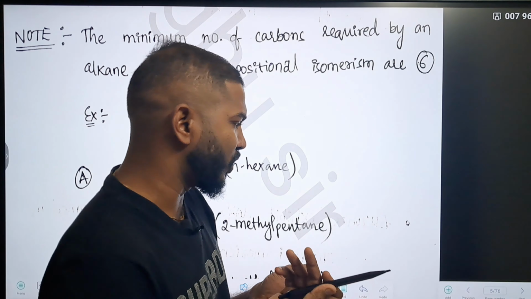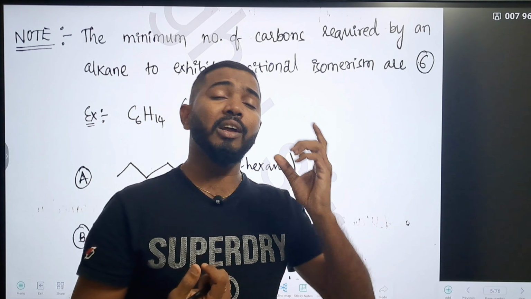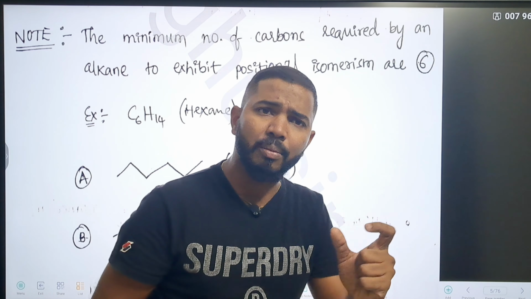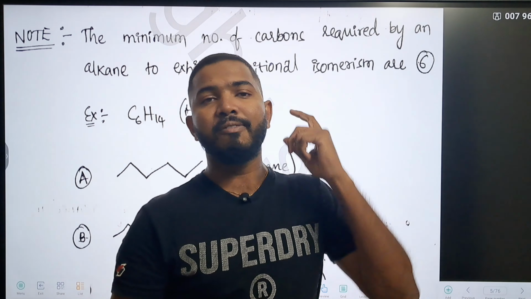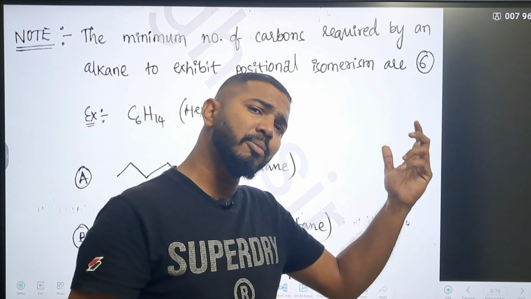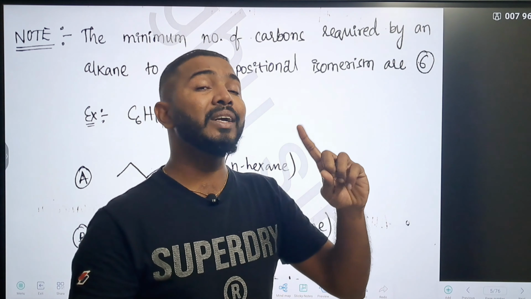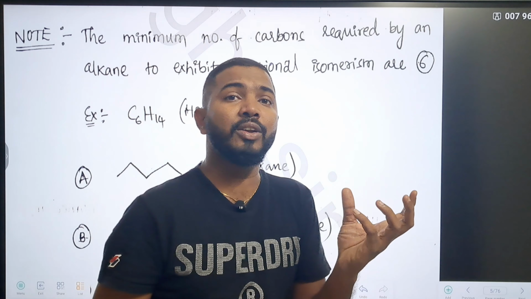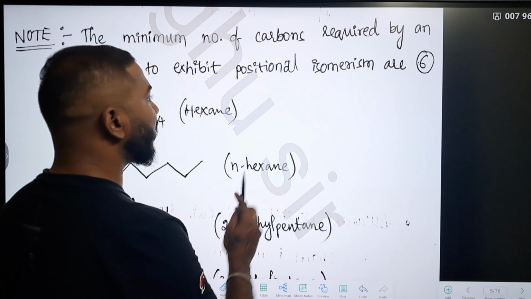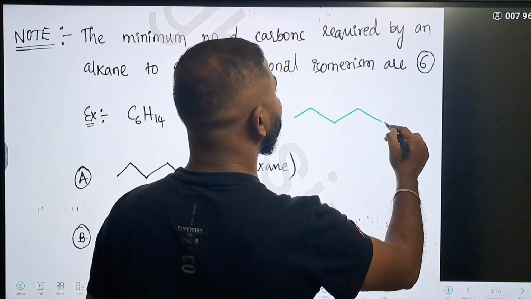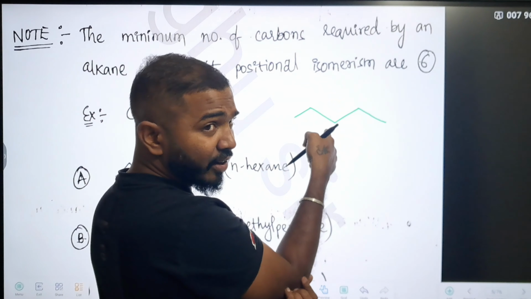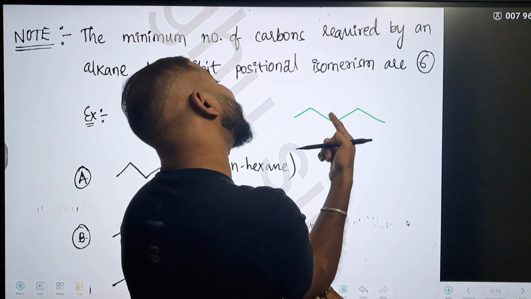What do you mean by positional actually? The molecular formula needs to be the same, but the position of the substituent, or maybe double bond, or triple bond, or functional group needs to be different. Here we don't have any double bond, triple bond, or functional group, but here we can have a possibility of getting substituents. And now such a possibility is not there in the case of 5 carbons. This is actually pentane, right? And now what is the corresponding positional isomer?